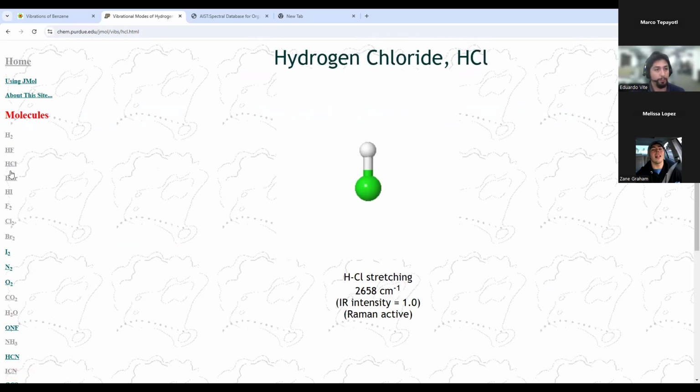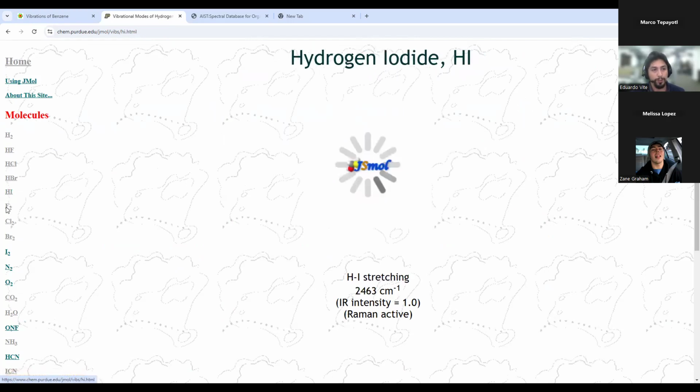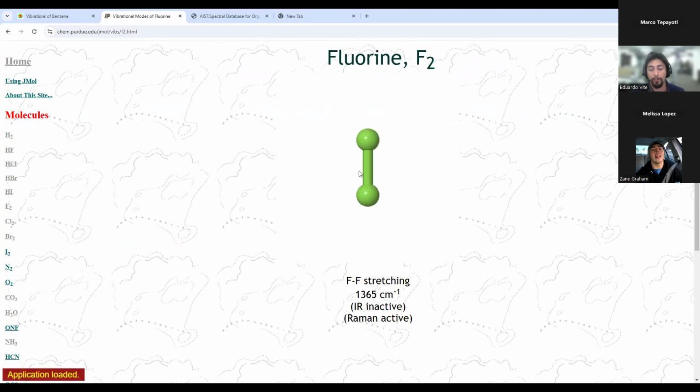So HCl, that one will show up. HBr, that one will show up. HI, that one shows up. F2, it's symmetrical. There is no net dipole. This one is not IR active. And sure enough, you can see right here, IR inactive. When they are inactive, we use the other type of spectroscopy that measures the rotation of the molecules. That one is called Raman.